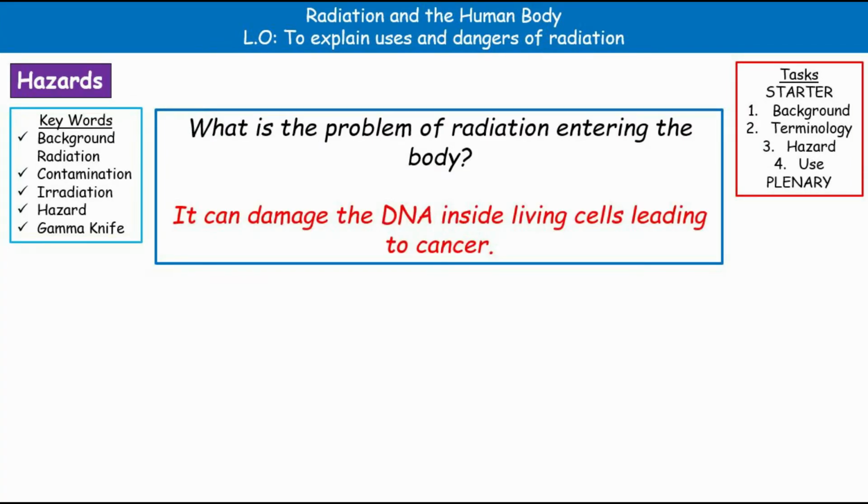Hopefully what we've got as our answer here is that if radiation enters the body, then it can actually damage the DNA inside those living cells. And if we damage the DNA inside our living cells, that can lead to cancer. So what we actually need to do is try to avoid getting large amounts of radiation into our body. Because as soon as we've introduced the radiation, then we're at risk of damaging the DNA inside our cells, and that increases your risk of cancers.